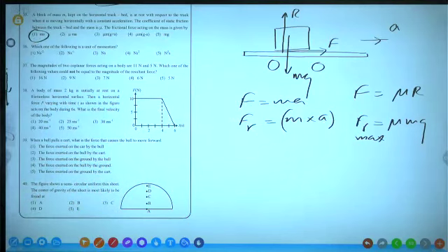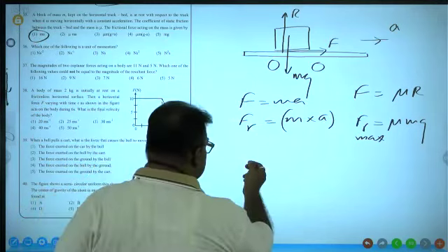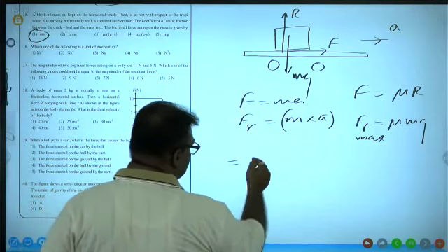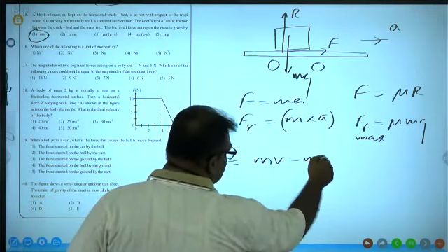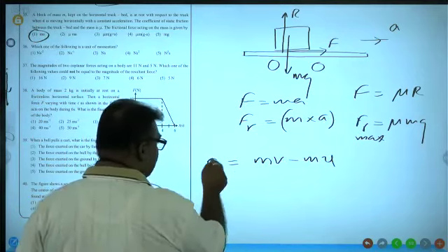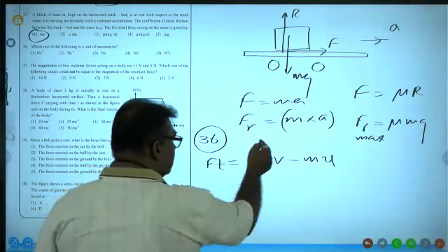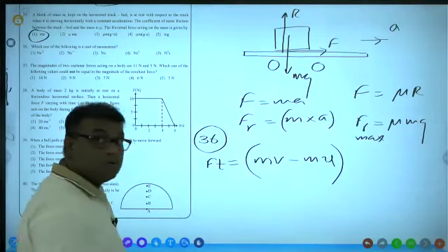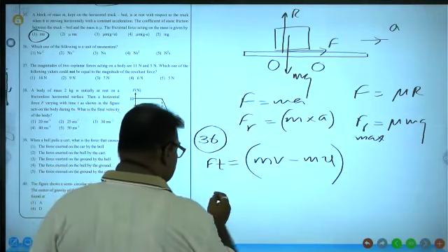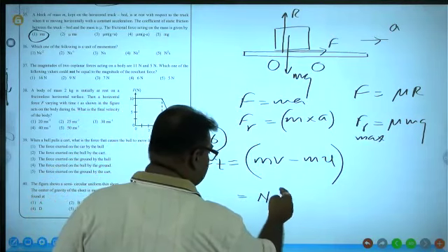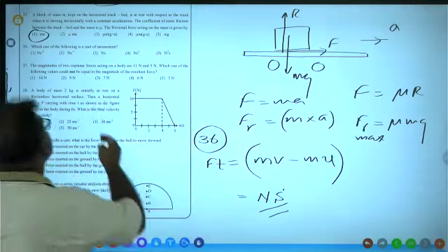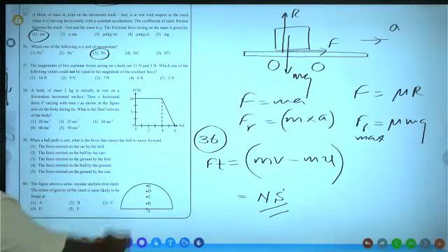Take number 36. Which of the following is the unit of momentum? Momentum we can write as mv minus mu equals ft. From here you get the answer directly. This momentum change is the unit of momentum. Then momentum is force into time. Third answer is the correct one.